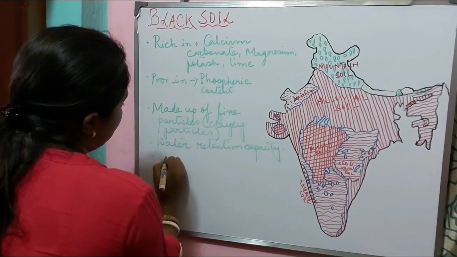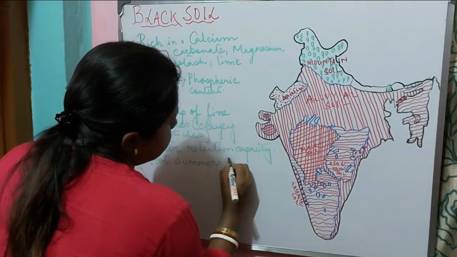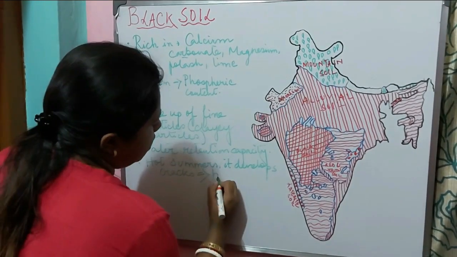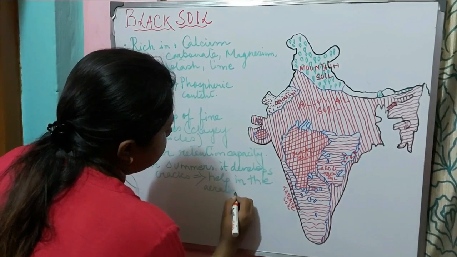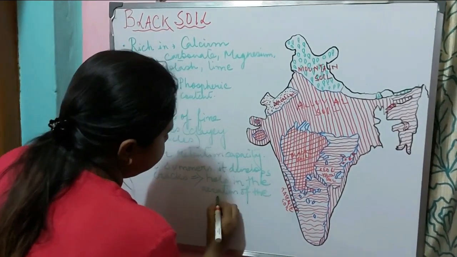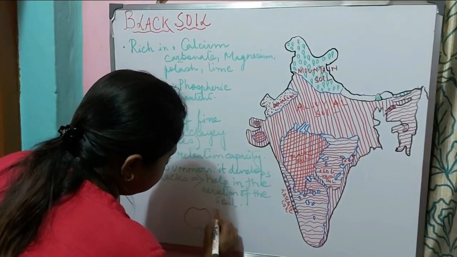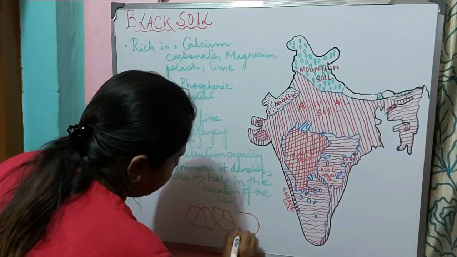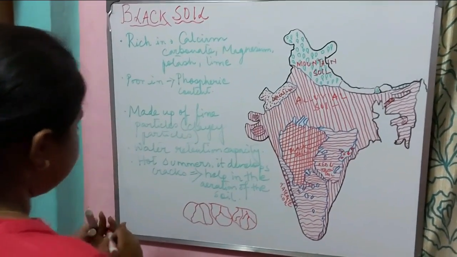During the hot summers, it develops cracks. Why? Because this will help in the aeration of the soil. They will have cracks like this, which help in the aeration of soil. Okay, now what are the other features?